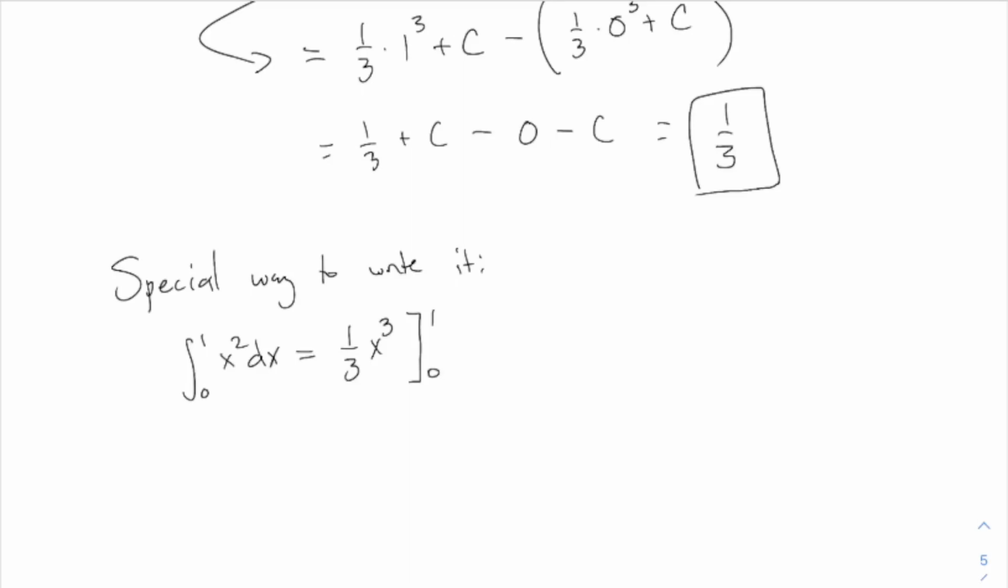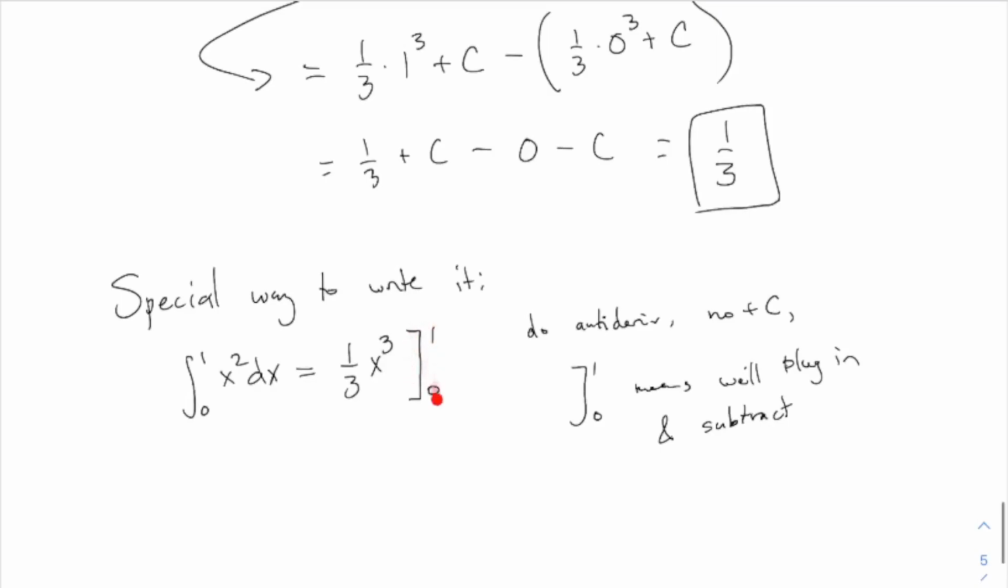So what the bracket means, well, I'm just going to write a little commentary here. You do the antiderivative, which I did. Antiderivative. No plus c. Although if you do put the plus c, it's going to cancel out anyway, so you might as well not put it. And then this bracket here, 1, 0, this means we'll plug in and subtract. So that bracket there is kind of like an operation, which means in the next step, I'm going to plug in the 1 first, and then subtract, and then plug in the 0.